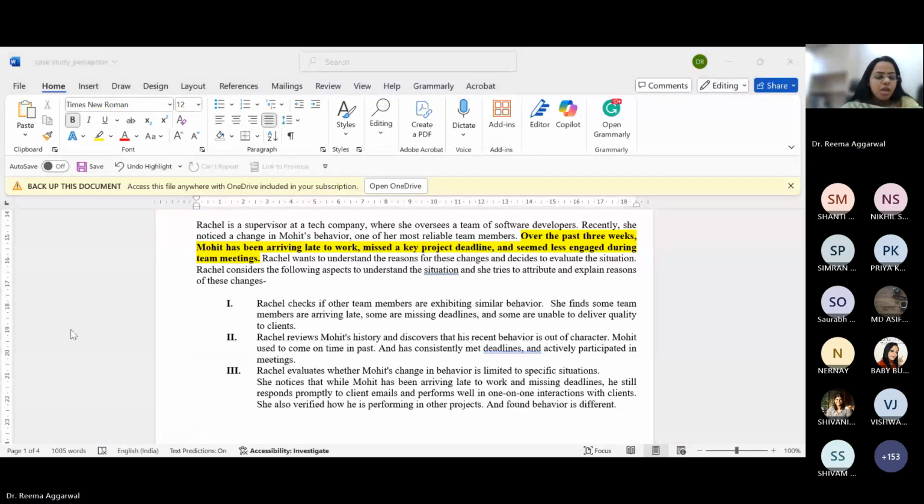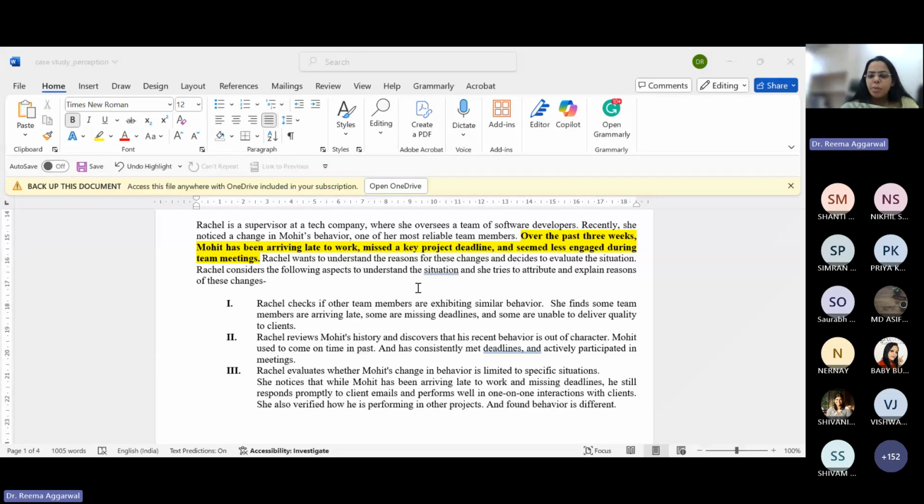Yes, ma'am. To brief you, what is attribution theory? Let us move to the first slide. Attribution theory was initially given by Heider. Later, contributions were made by Kelley. It is a cognitive process.